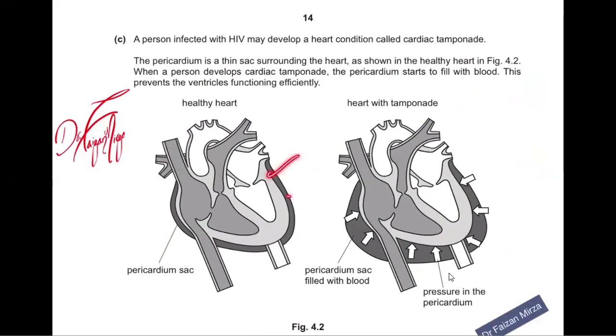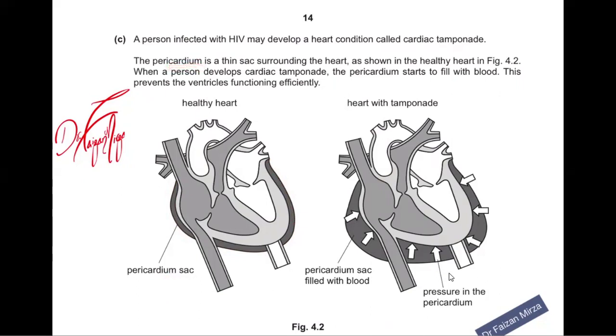Then they take this question to the transport in mammals chapter. That's what they do. They integrate the questions together with other chapters. So a person with HIV infection develops a heart condition called cardiac tamponade. The pericardium is a thin sac surrounding the heart. This is the new information provided to you. You can see this is the heart structure, and this is the pericardium sac. This is a layer which you have not studied unless you know what the pericardium is from something that you have studied. Otherwise, we don't study the pericardium in AS.